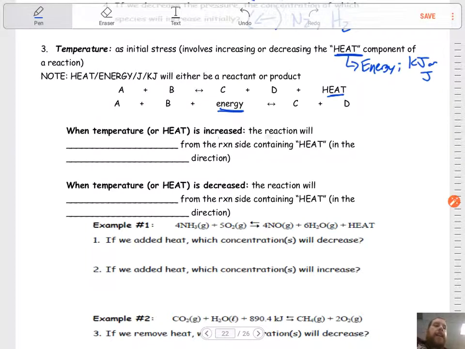So when heat is increased, the reaction will again shift away. Increasing temperature, it's like you're adding temperature or you're adding heat. That's the way I think about it. It shifts away from the reaction side containing heat, in the endothermic direction. Endothermic, remember, means absorb heat. So you're going away from where the heat is, where the heat is going to be the exothermic, so it goes in the endothermic direction.